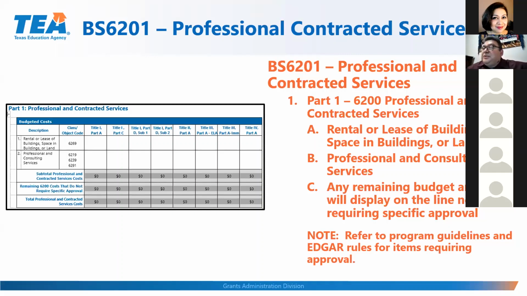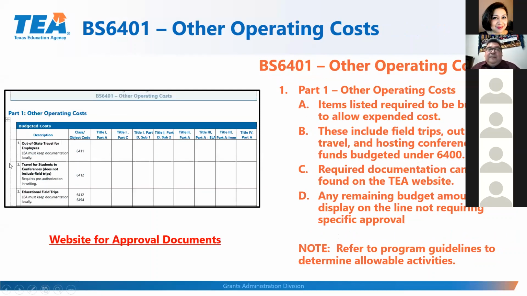You do have to make sure that you are following your district's policies on how you're doing professional and consulting services, your bid process, and so forth. And if you have nothing budgeted under 6200 for any funding source, and all the remaining amounts show zero, all you have to do is save the schedule to complete it. We're skipping 6300 because there is no schedule. They all do not require specific approval.